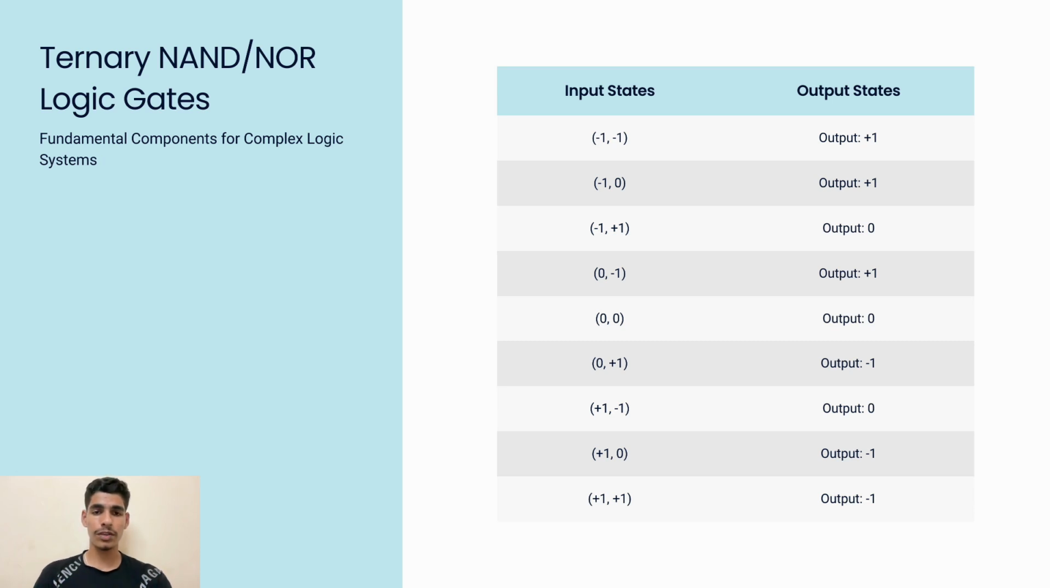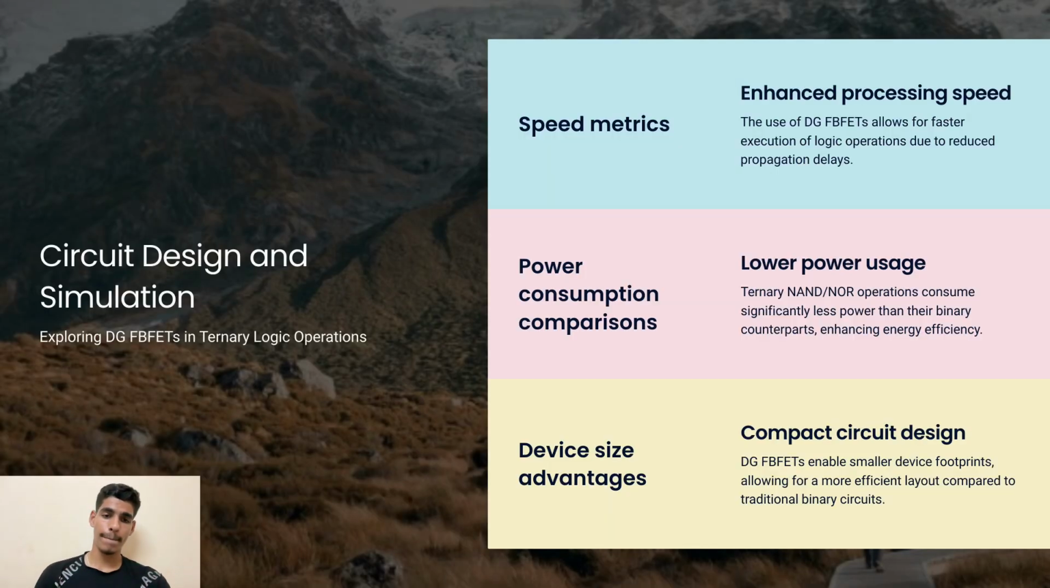Here is a quick look at the truth table of the ternary NAND and NOR gate. When we give an input of -1, the output comes out as +1. When we give the input -1, 0, the output comes out +1. We give -1, +1, the output comes 0. We give 0, -1, then the output is +1, and so on. We can see that.